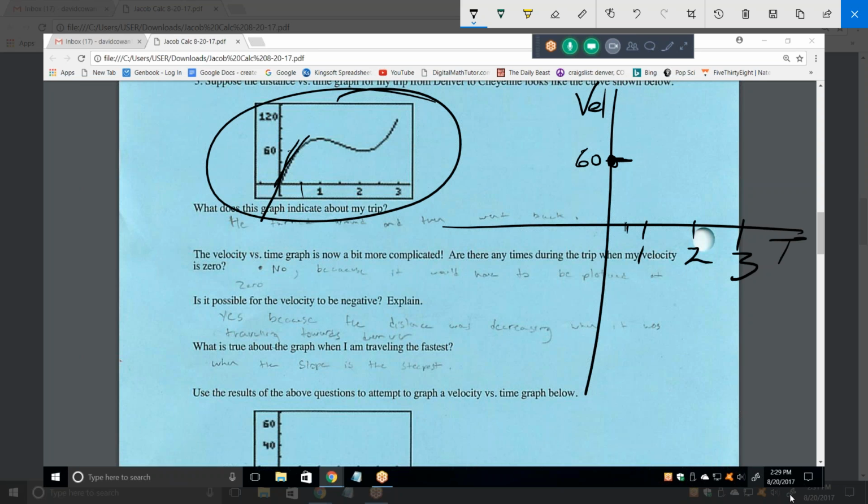Now, what happens at 1 hour in terms of velocity? They're completely stopped. Okay, so I know this point's on the curve. So this curve must look like something like that. Okay, and now what happens between 1 and 2 hours? Is velocity positive or negative? Negative. Correct. So it's below the x-axis.